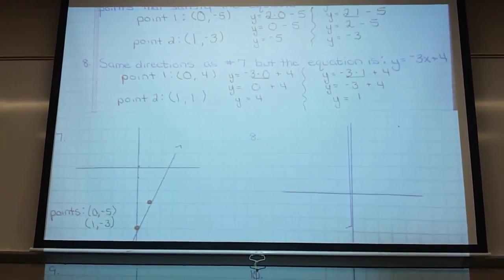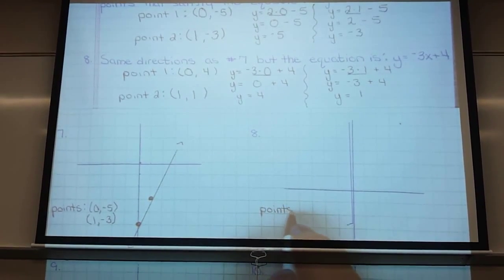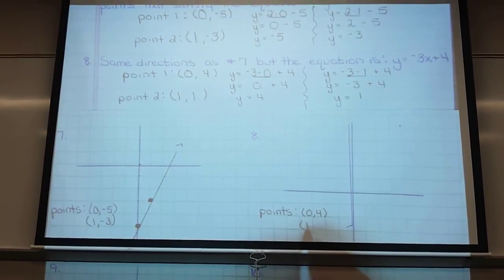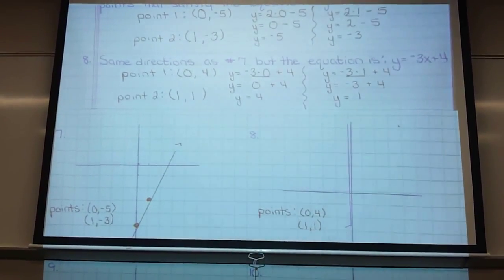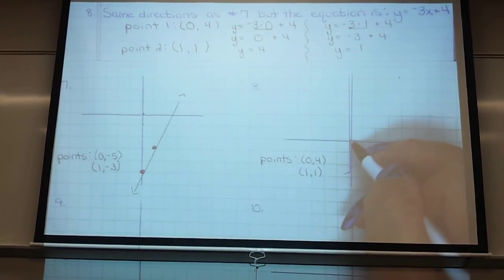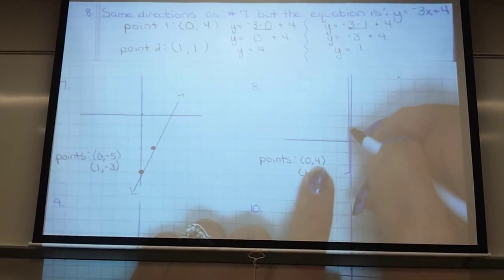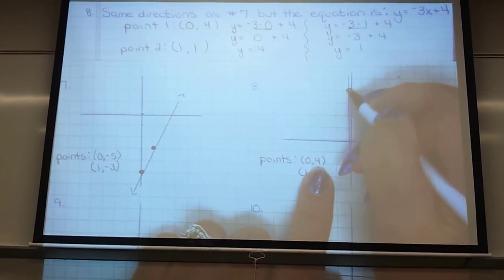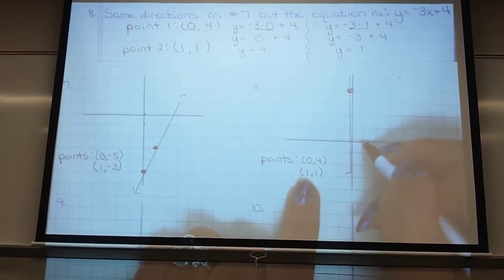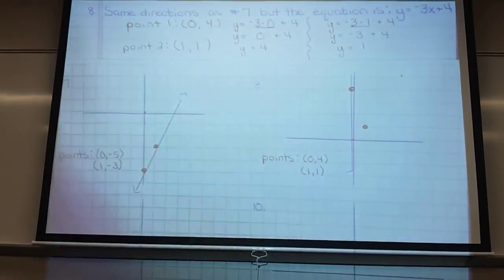Okay, so let me write these down. I've got points 0, 4, and 1, 1. All right. So when I'm graphing 0, 4, 0 means stay where you are. What does the 4 tell you to do? Go up and stop. Then your 1, 1. The 1 says go right. The positive 1 says go up. And then you connect up.